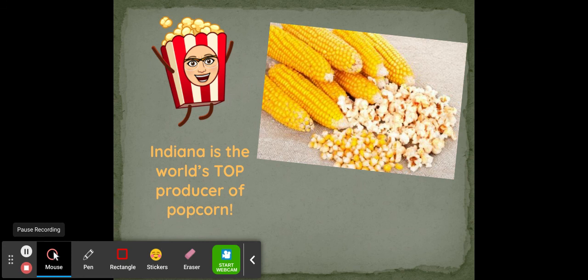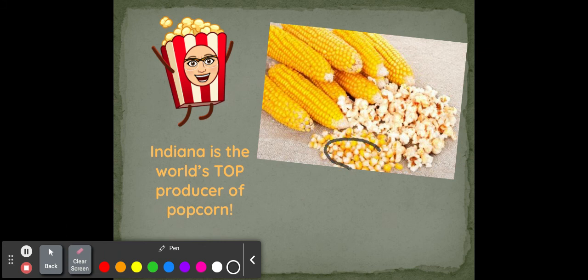The last thing I want to talk about is that Indiana is the world's top producer of popcorn. A lot of times Indiana comes in first place, being the top producer of popcorn, but sometimes Nebraska wins. But you probably notice here that we have kernels of corn. And if you just take those kernels of corn and put them in the microwave or put them in something hot, like a skillet or a pot, they will pop and turn into popcorn.